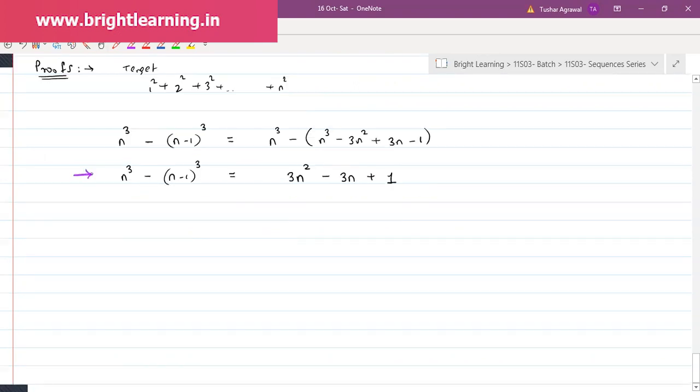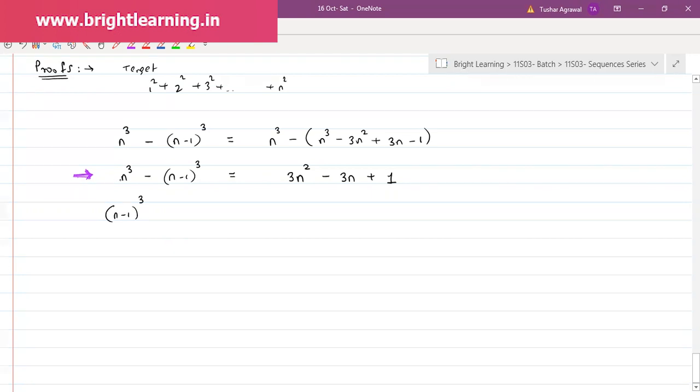Yes, sir. Okay. So now I will use this identity that I have got. I will use this identity extensively. If instead of n, I substitute, let's say, 100, what will this become? 100 cube minus 99 cube is equal to 3 into 100 square minus 3 into 100 plus 1. So whatever value of n I substitute, that way I will have to find. Suppose instead of n, I substitute n minus 1.